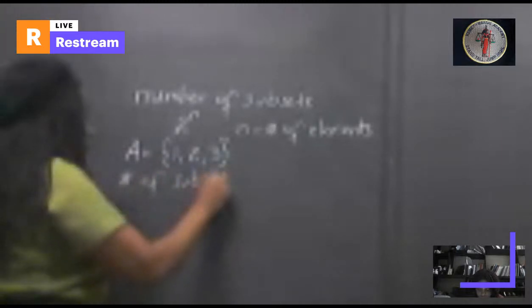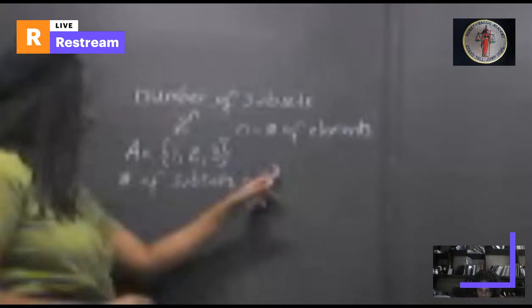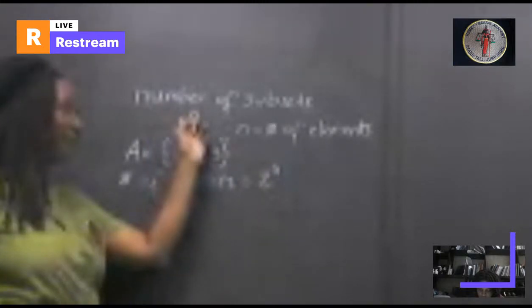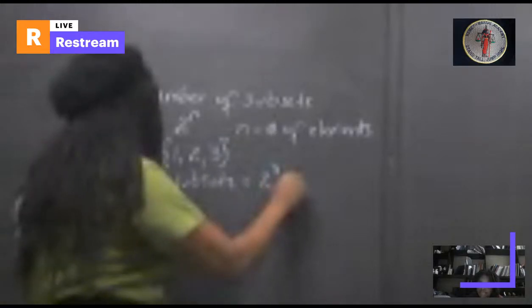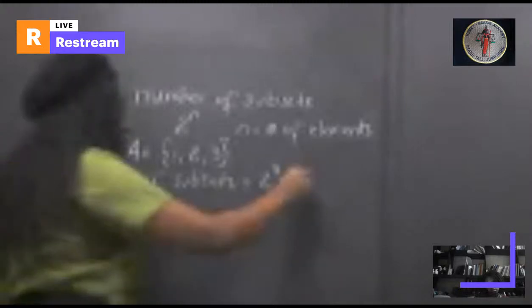So the number of subsets would be 2 to the power of 3, right? Yes, miss. There are 3 elements. So 2 to the power of n, where n is the number of elements. So 2 to the power of 3 gives 8. So there are 8 possible subsets.